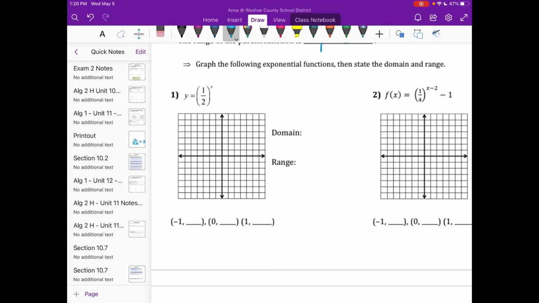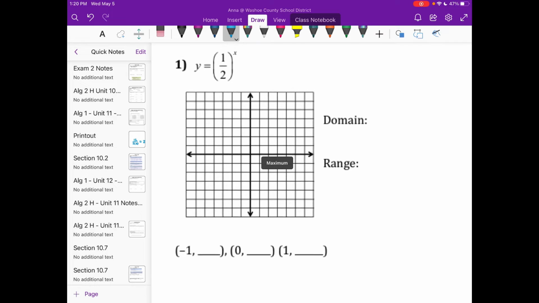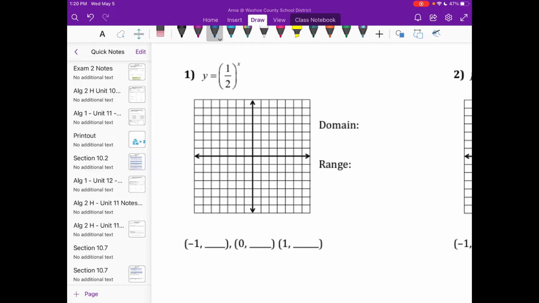Graph the following functions and then state the domain and range. So number 1 is very, very similar to our last one. So we're going to use -1, 0, and 1 for our points. So -1, remember we flipped that guy. So instead of 1 over 2, it is going to be 2 over 1. So we'll just put a 2 right there. Anything to the power of 0 is 1. So 0, 1 would be our next point. And then our to the power of 1, that just means it stays the same, right? Kind of backwards from yesterday.